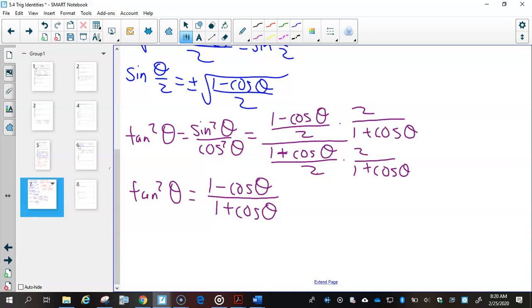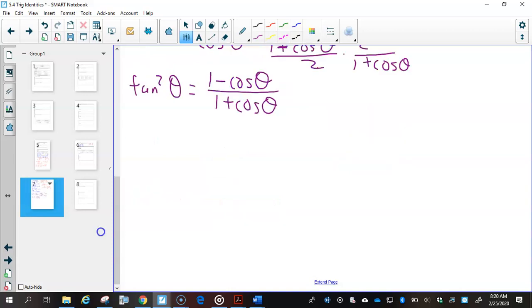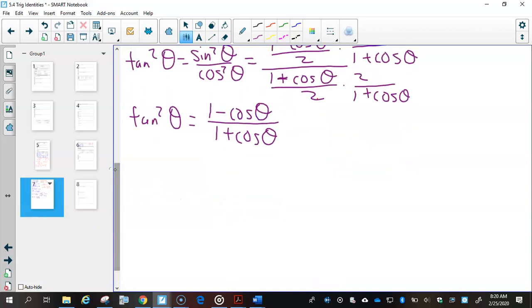You said we should probably just memorize this one. Yeah, just memorize it. And if we're trying to get tangent by itself, I'm going to square both sides and make this theta over 2 at the same time.